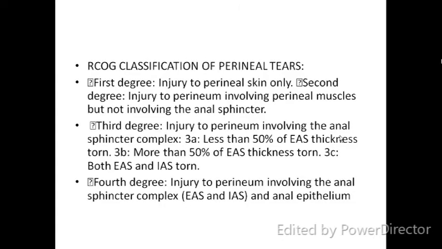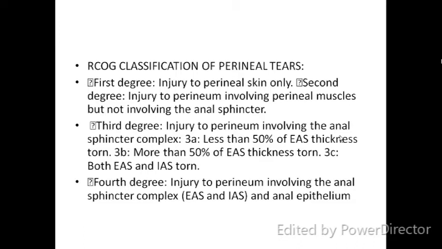So the RCOG classification of perineal tear is divided into 4 degrees. First degree is injury to the perineal skin only. Second degree is injury to the perineum involving perineal muscles but not involving the anal sphincters. Third degree is injury to the perineum involving the anal sphincter complex.